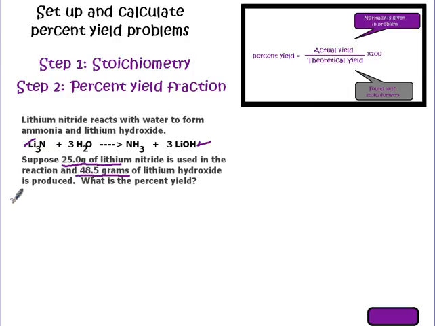All right, so I'm going to start out with, what do I want to know? I want to know how many grams of the lithium hydroxide can I theoretically produce here? Okay, how many grams of this lithium hydroxide can I theoretically produce? So, and I'm going to say that if I start out with 25 grams of the lithium nitride.